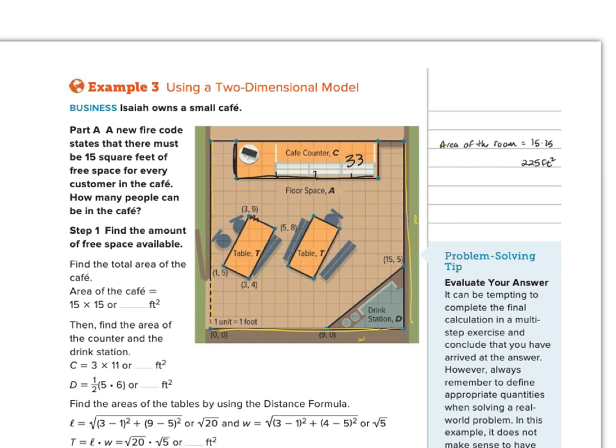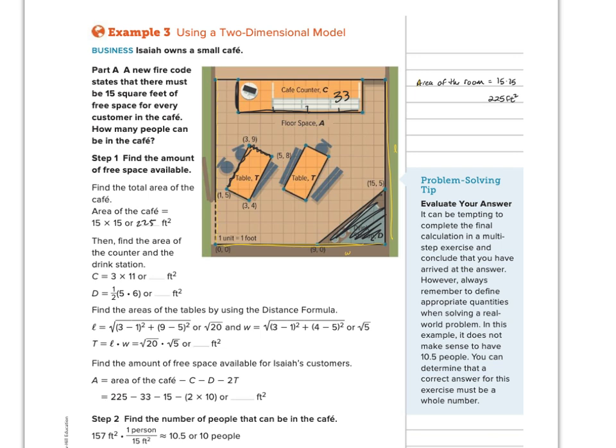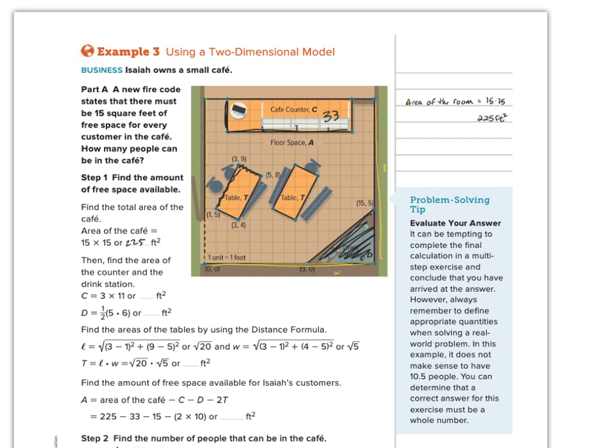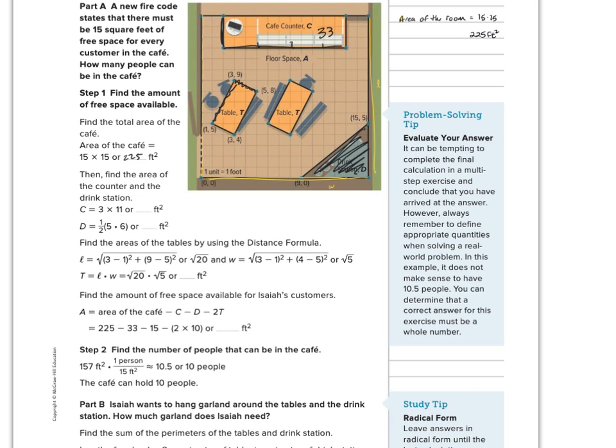Then I have to use the distance formula to find the length and the width here. I can remove the space that is comprised of the counter to come up with that information. So that's what they're doing here. They started off with the total area of the room, and then they just started whittling away that information.